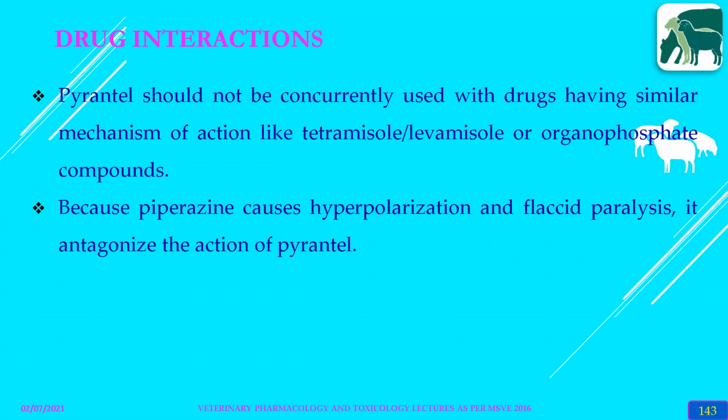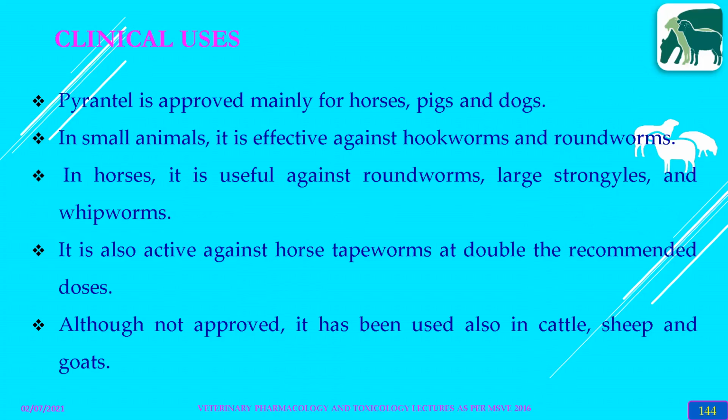Then drug interaction: it should not be used concurrently with drugs having a similar mechanism of action, especially the OPC compounds, tetramisole and levamisole. Piperazine causes hyperpolarization and flaccid paralysis. It antagonizes the action of pyrantel, because pyrantel has a parasympathomimetic action, whereas piperazine has a hyperpolarization action, and hence they may antagonize each other.